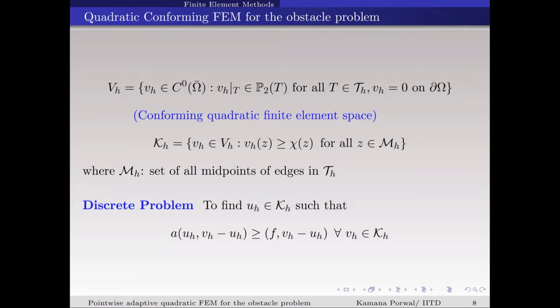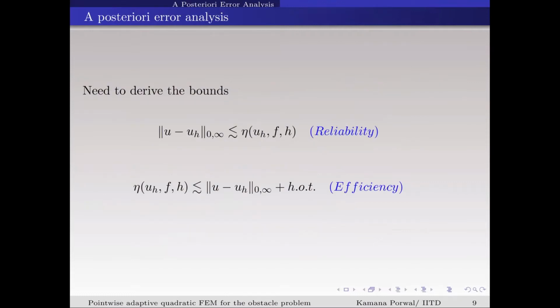Now, let me quickly explain what we intend to do further in this talk. We are interested in the a posteriori error analysis, basically the pointwise a posteriori error analysis. So that is what we are interested in. We are interested in deriving this quantity eta. This quantity eta is a computable quantity, and it depends on the discrete solution UH and the given data.